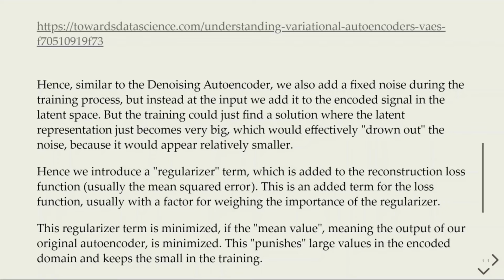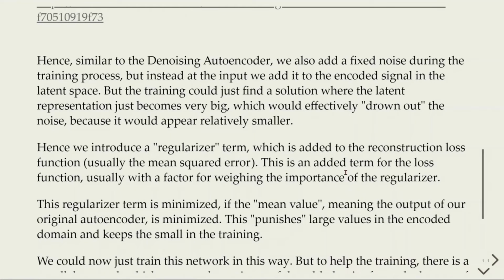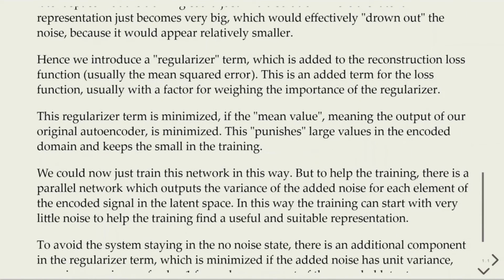To counteract this, we introduce a regularizer term, which is added to the reconstruction loss function, usually the mean squared error. This is an added term for the loss function, usually with a factor for weighting the importance of the regularizer. This regularizer term is minimized if the mean value, meaning the output of our original autoencoder, is minimized. This punishes large values in the encoded domain and keeps them small in the training.